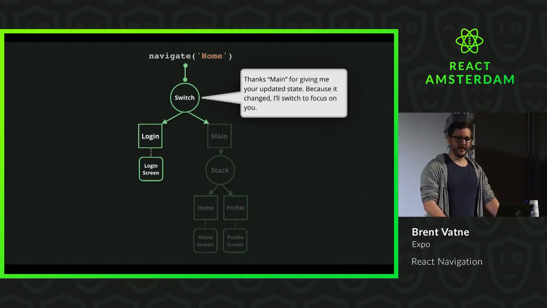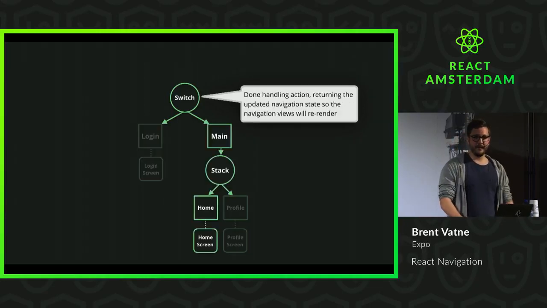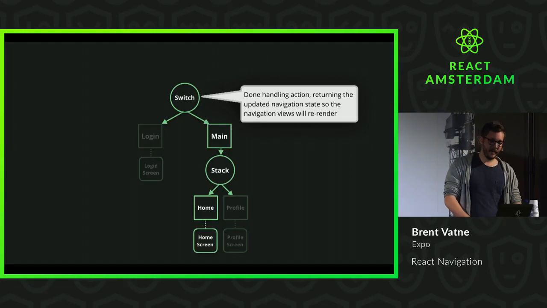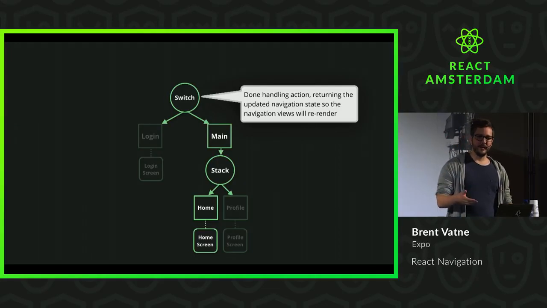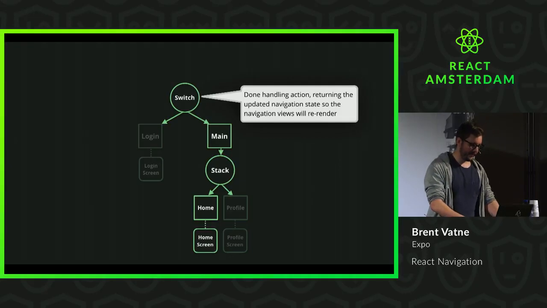The switch sees that, OK, now you've updated your state. So I need to now update my state to switch to be focusing on the main route. And so now the switch updates its state, and the result of this now is a set state, which then causes a re-render of the navigators. And what you see is essentially switching between these different navigators.